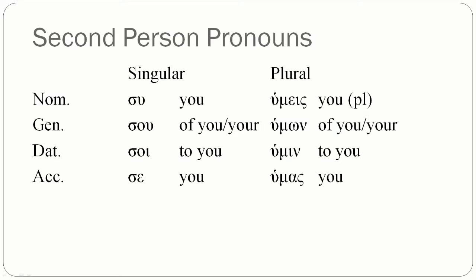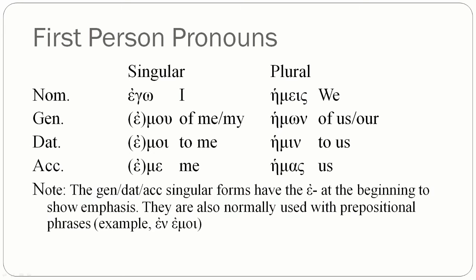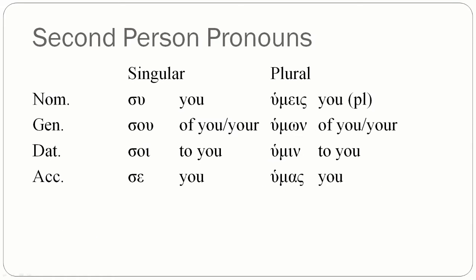Then the dative singular, soy, to you. And the accusative, se, you. Here, there's no change from the subject or object forms. Notice, the genitive, dative, and accusative, those endings are the exact same endings as the first-person pronouns. I'll go back here. Notice the first-person pronouns, emu, emoi, eme, in the genitive, dative, and accusative. And here you have su, soy, and se.